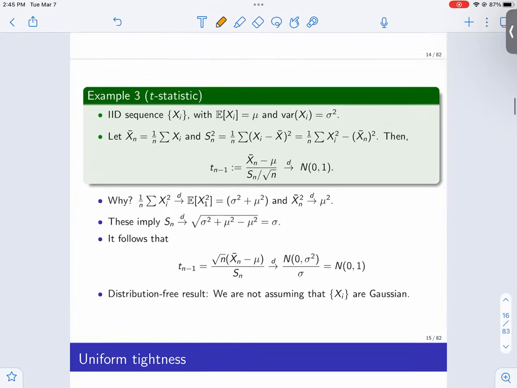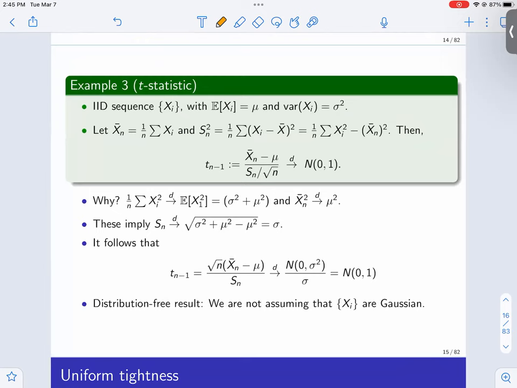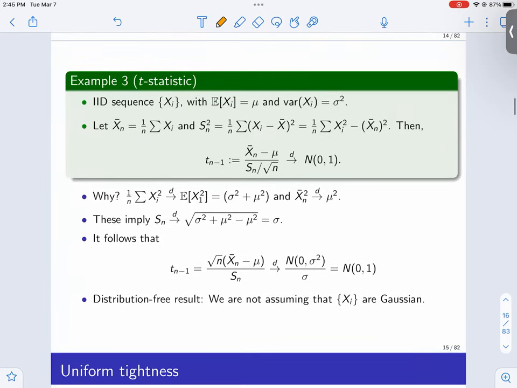So here's an example where things work. You have an IID sequence, the expectation of that distribution is mu, the variance is sigma squared. I form the sample mean, and then I form the sample variance. If you're taking any statistics course, these should look familiar. That's the sample mean, sample variance. Sometimes you see n minus one here, but because we care about asymptotics, that doesn't matter.